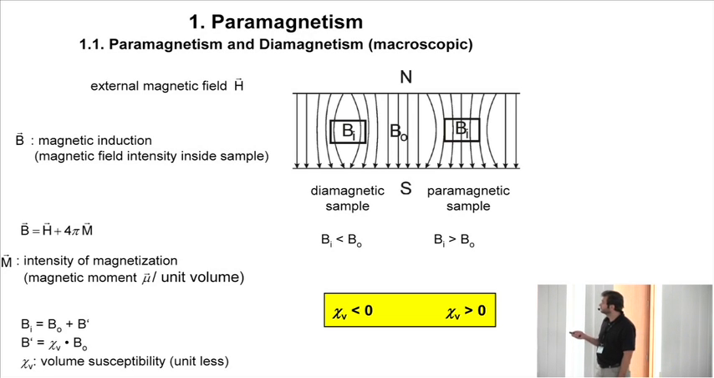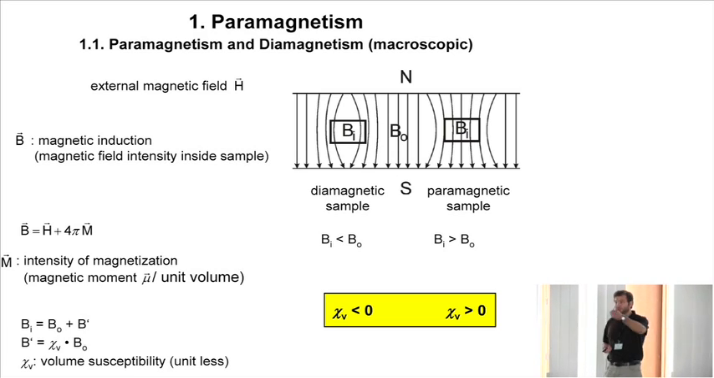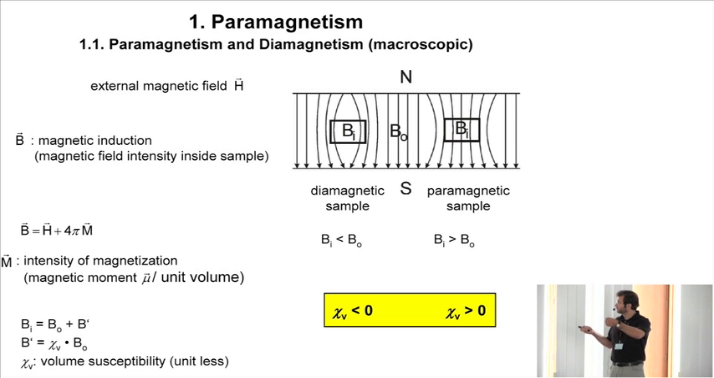It's a vectorial quantity. And here we have the magnetic induction. The magnetic induction is simply the amount of magnetic field lines through an area perpendicular to the direction. So the more field lines there are, the stronger is the induction. And this is the case for vacuum. There is nothing in the magnetic field.